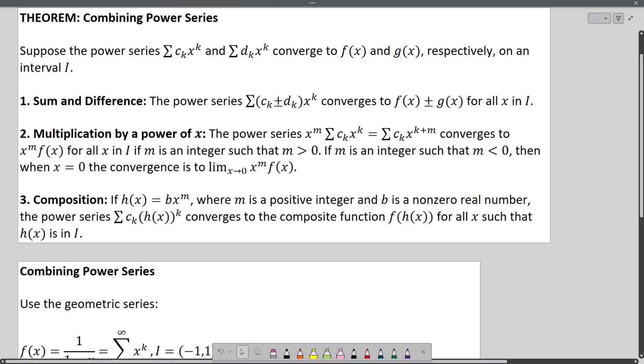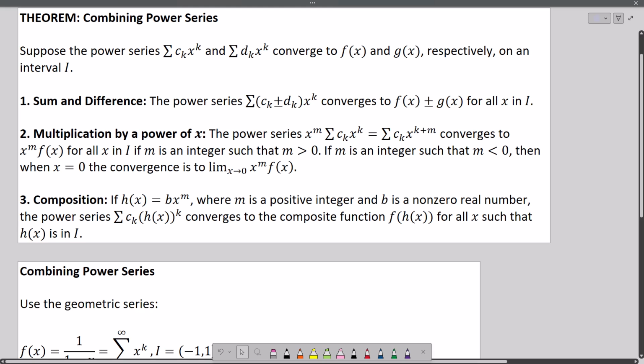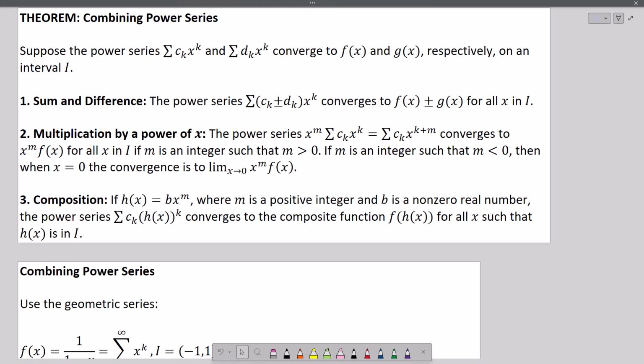Simplest, if we have 2 series that converge, 2 power series that converge to these functions, f and g. So this power series converges to the function f, this power series converges to the function g. Well, if you add or subtract, the sum or difference is also going to converge, and it's going to converge to what we would like it to converge to, f plus g or f minus g. So that one's easy.